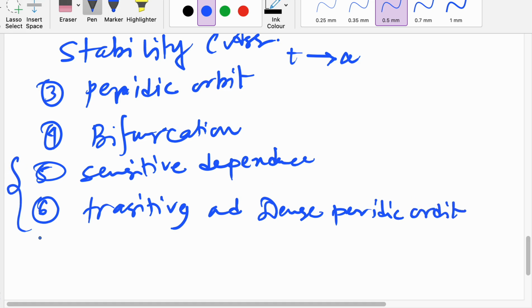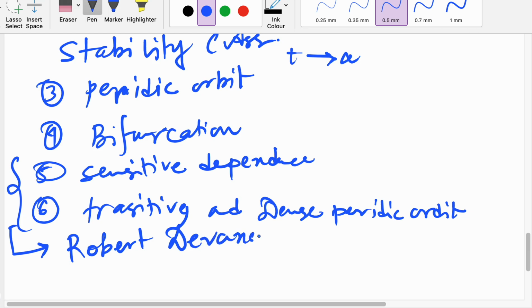Actually, I am following the definition of Robert Devaney. I am following these definitions because of Robert Devaney, and we will follow this definition. So if these three things happen, we will say it is chaos, and then we will see some interesting things.